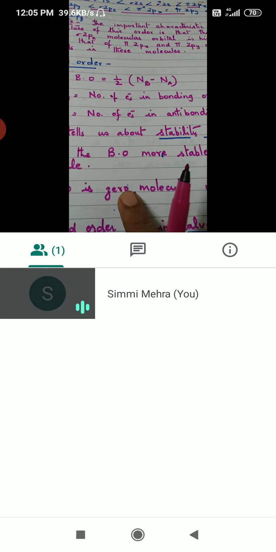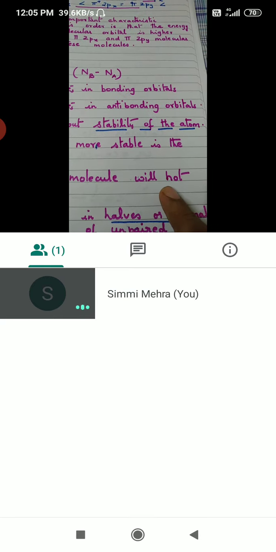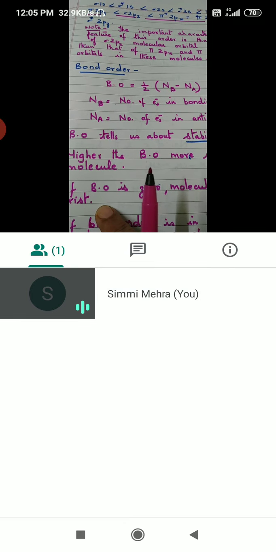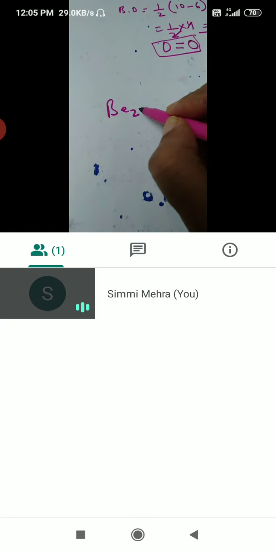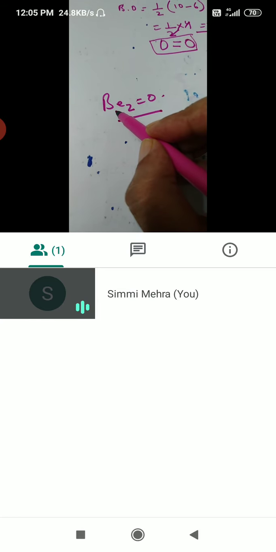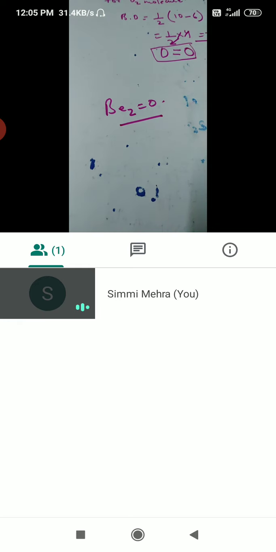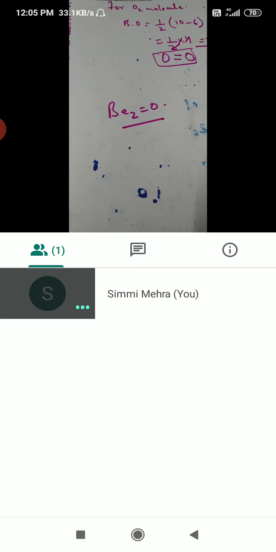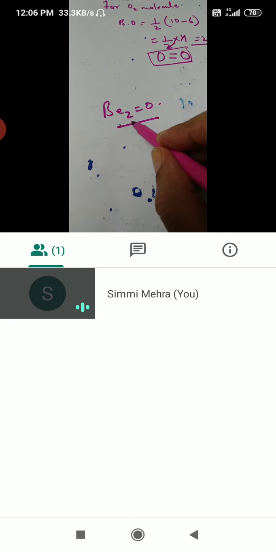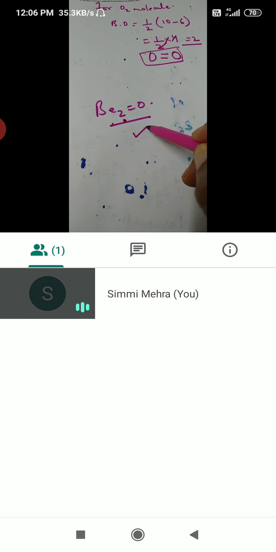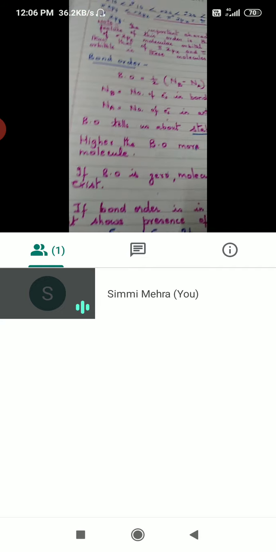If bond order is 0, the molecule will not exist. For example, you can do it and see, Be2 will not exist, because the bond order will come out to be 0. Total how many electrons are there for beryllium? What is the atomic number of beryllium? Multiply it by 2, then fill it up by the sequence which I have told you, calculate bond order and see if it will exist or not.